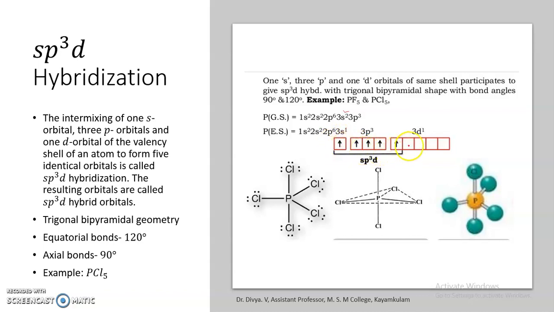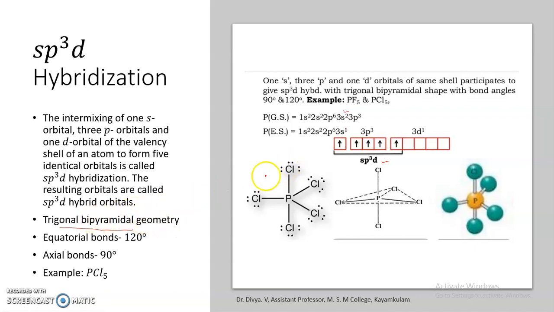3s1, 3p3 and 3d1, and one 3s orbital, three 3p orbitals and one 3d orbital get hybridized to form 5 sp3d hybrid orbitals of equivalent energy and identical shape. Then what happens? Then they will overlap. These hybrid orbitals are directed towards the corners of a regular, triangular bipyramid.